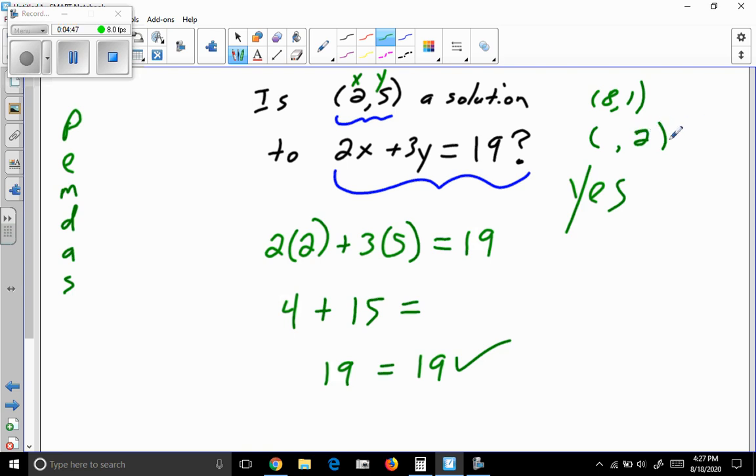No, that's not going to work either. 3, yeah, 3. If we let y be 3, x would be 5. That's another point that is a solution to that equation. So all of those would be points on a graph that represent various solutions to that equation.